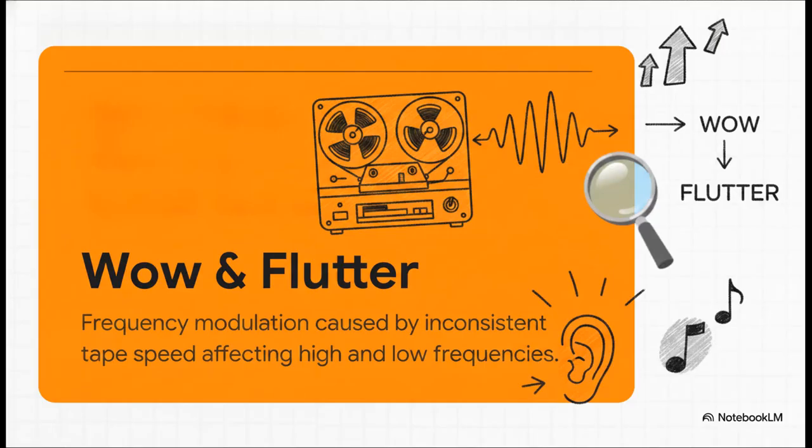Dragging physical tape across these metal heads at speeds like 15 or 30 inches per second creates some pretty severe mechanical irregularities. And ironically, these are the exact flaws we love today. Take wow and flutter, for example. When the tape speed slightly wavers as it moves through the transport, it creates distinct frequency modulations.